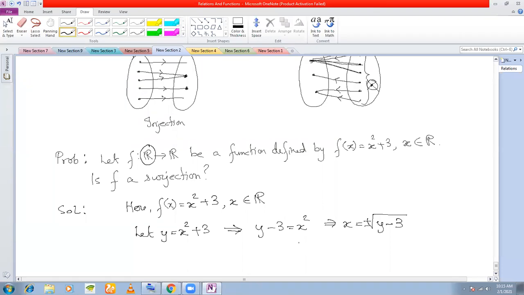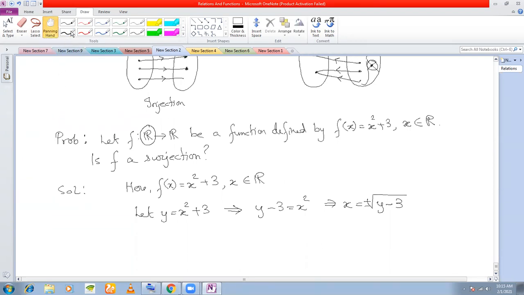You can take plus or minus. X is equal to plus or minus square root of y minus 3. Now, can you tell me, what is the element in the domain? What is the element of the codomain set? Y is an element of the codomain set. Are we clear with this?